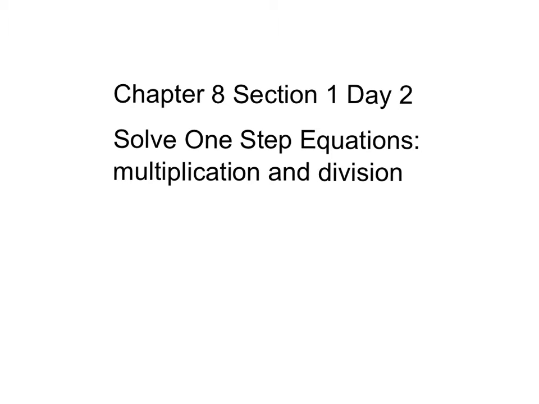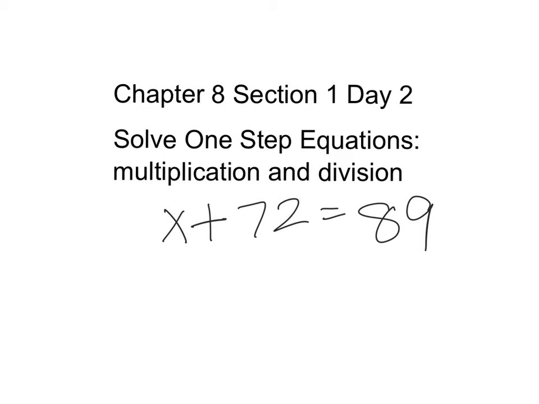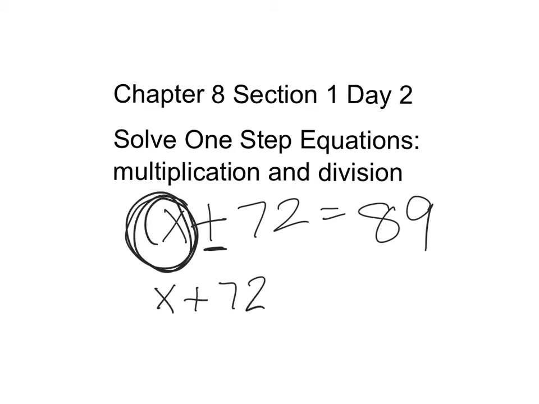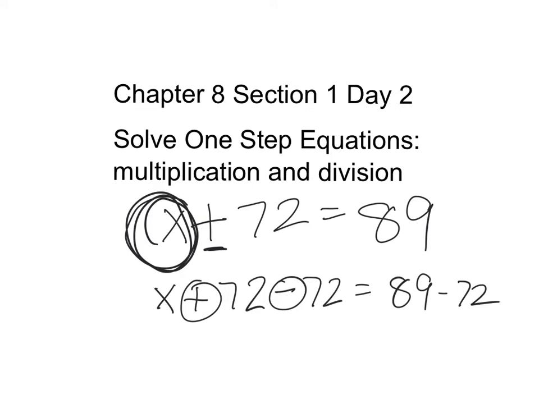So yesterday we solved equations using addition and subtraction. If I had something like that, I want my variable by itself. I have plus 72, so I'm going to do the inverse operation of minus 72, because addition and subtraction are inverse operations. What I do to one side, I must do to the other.